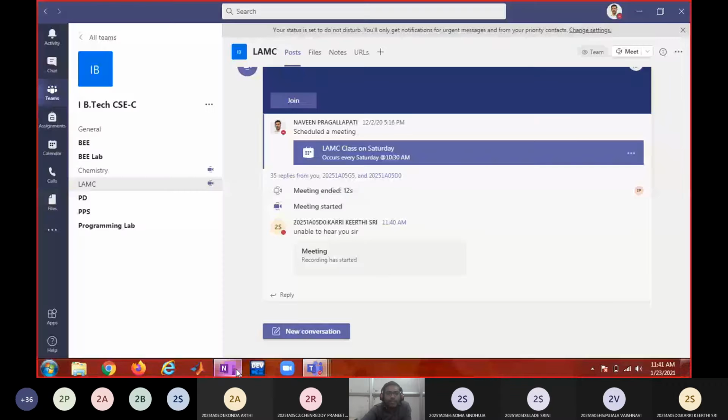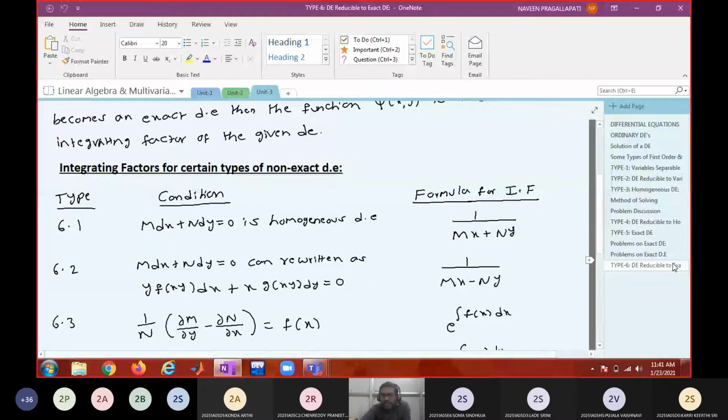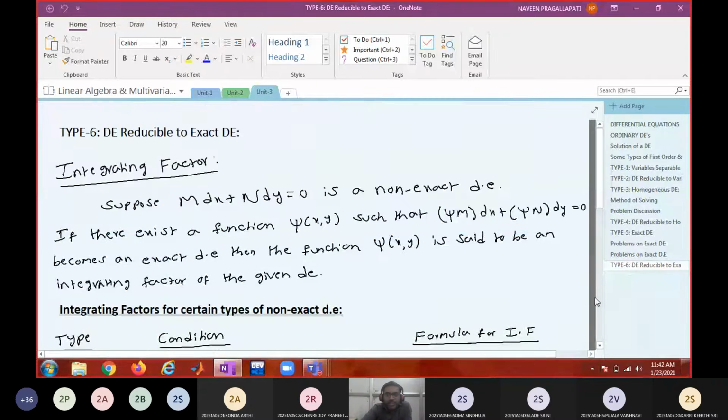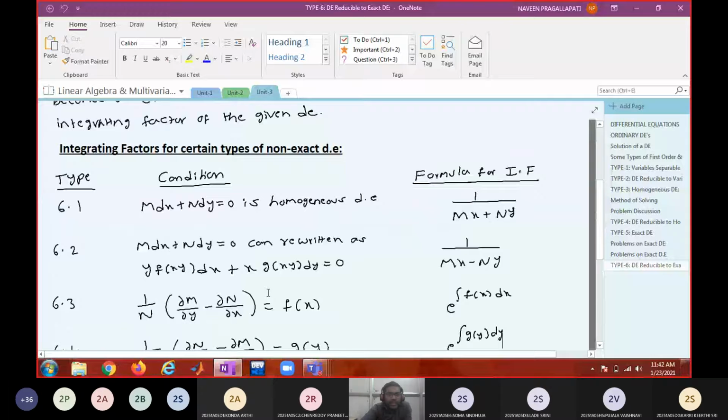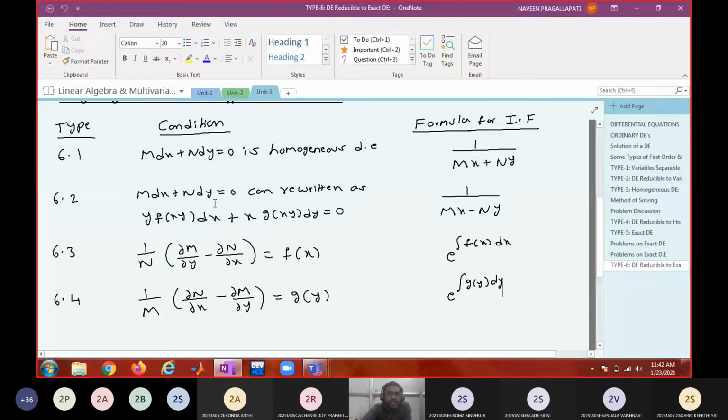Hello. Yes, sir, we are able to see. Right. So far we discussed 4 types of differential equations. We were, I think, at 5 types. The 6th type is differential equations reducible to exact. In that, I gave formulas to find the integrating factors for different types of non-exact differential equations.